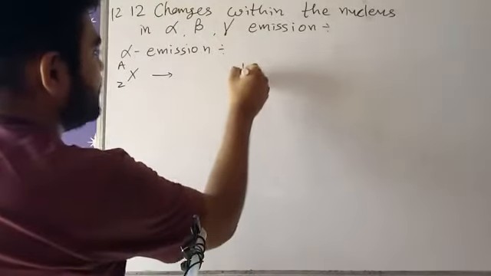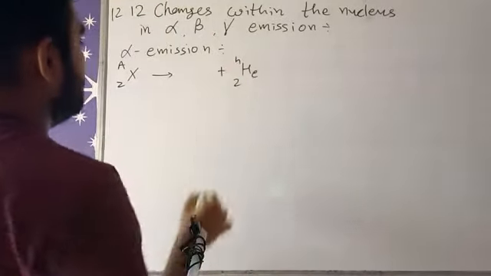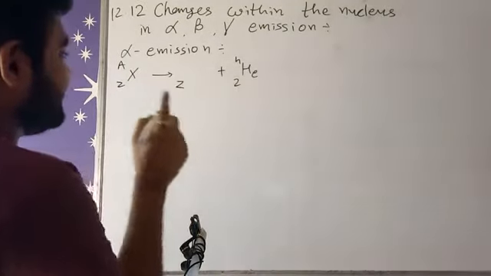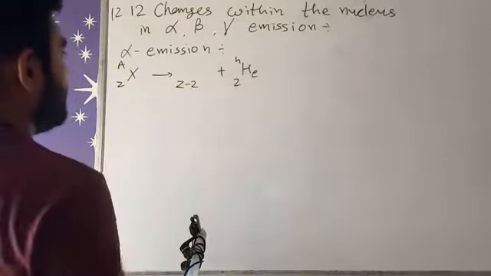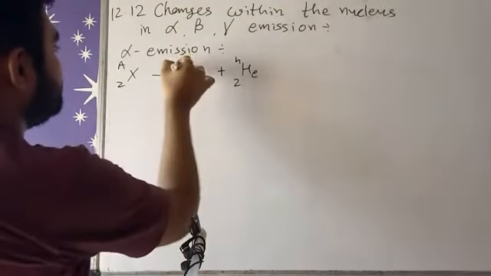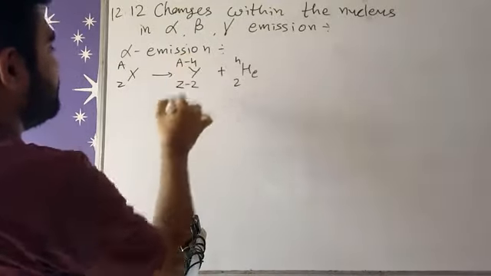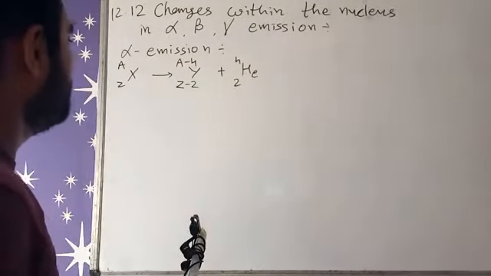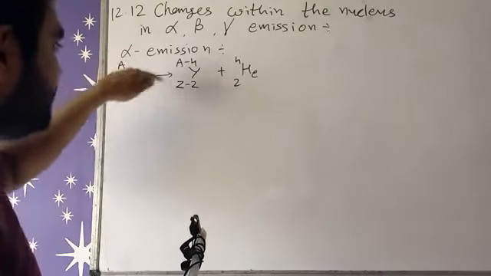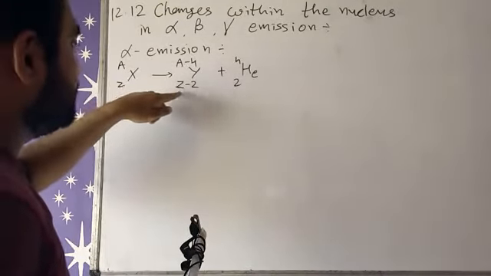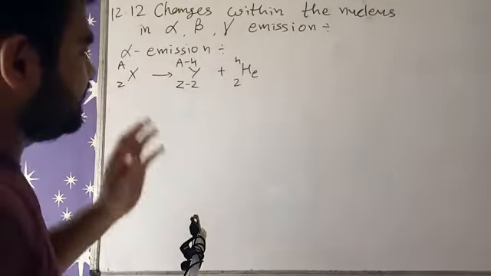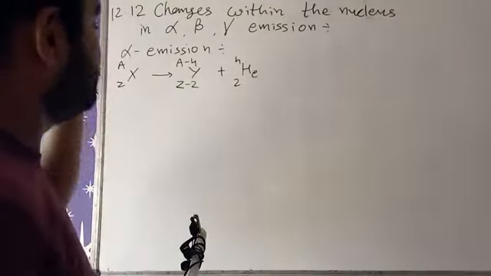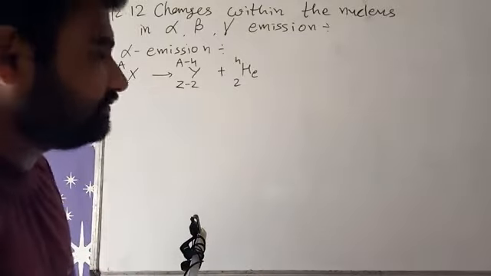So 2 helium 4, and that's why here the atomic number is decreased by 2 and the atomic mass is decreased by 4. So here we are getting one new nucleus, which is Y. This is the parent nucleus, and in the daughter nucleus the atomic number is decreased by 2 and the atomic mass is decreased by 4. So that is the simple reaction of alpha emission. It is also called alpha decay, right?